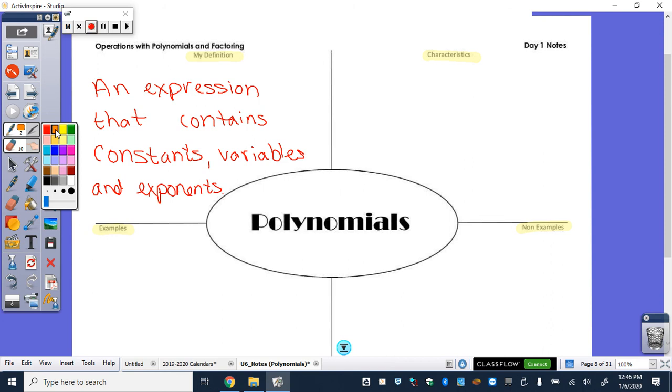So a couple of characteristics of our polynomials. You cannot divide, so no dividing by a variable. If you have a term that ends up being divided by any variable, that makes it no longer a polynomial.